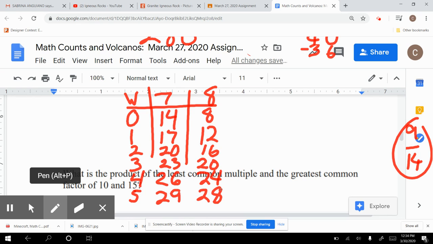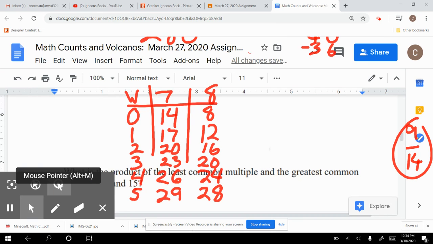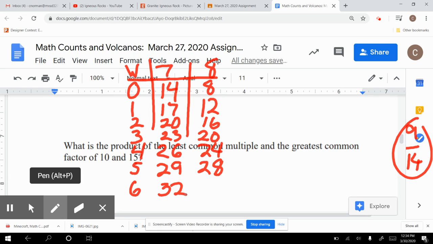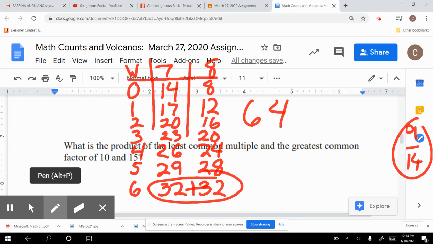Oh, we're so close. We're only 1 student away from being equal. So if we go down to 6 weeks, it would be 32 7th graders and 32 8th graders. And there we go. Week 6, we would have 32 and 32. And the question is, how many students would there be total? So you add those two together, and you get 64 students.